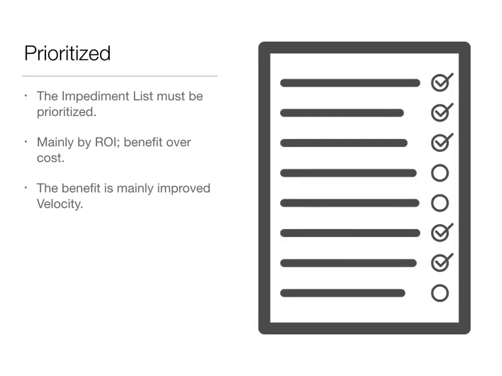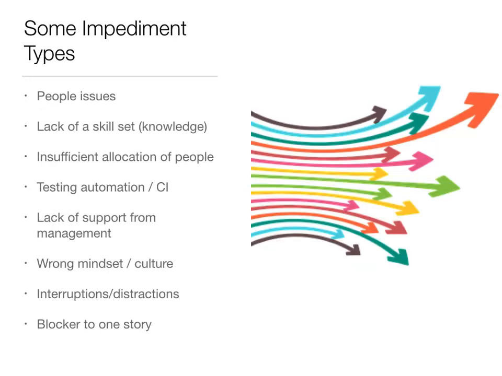We want the impediment list to be prioritized mainly by ROI, mainly by the benefit, usually the improved velocity of the team, but whatever the benefit may be. ROI being the benefit over the cost of implementing the change, the fix to the impediment. As I said before, again, we're expecting velocity, not all the time, but usually, to be the measure of success with mitigating or fixing impediments.